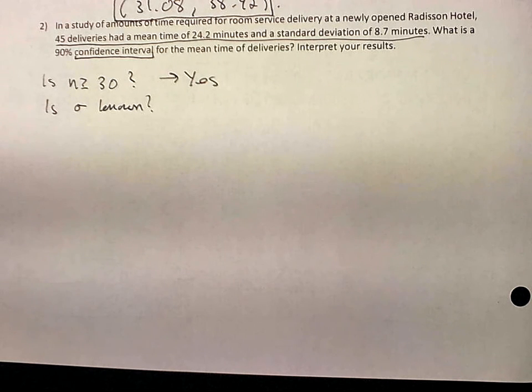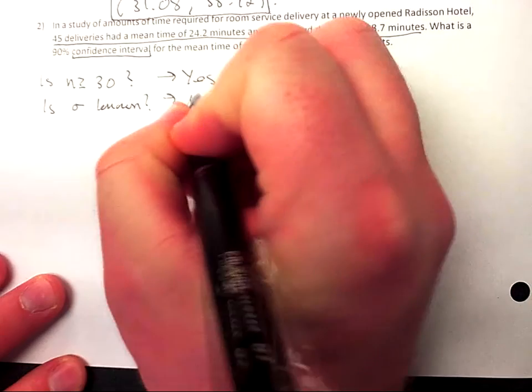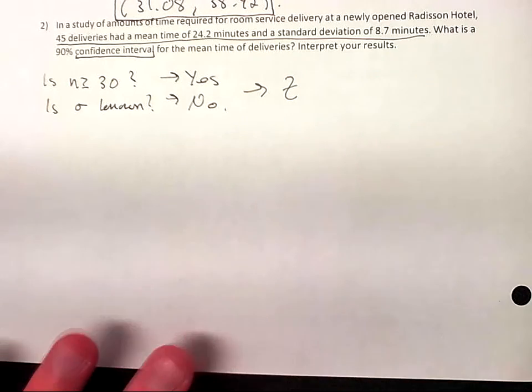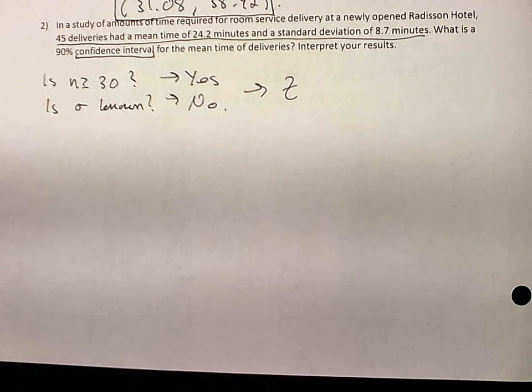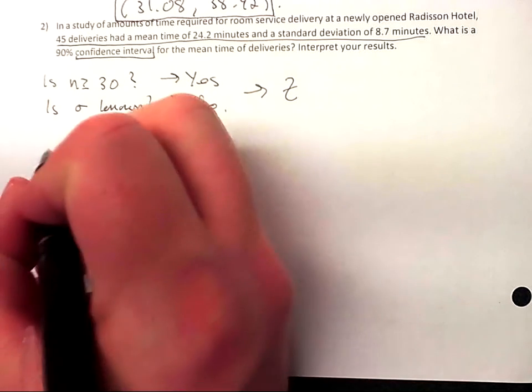Is sigma known? No. Why is sigma not known? It doesn't say it's for a population. We're specifically only talking about 45 deliveries. I think that everybody would agree that at a Radisson hotel, they deliver many, many more times than only 45 deliveries, right? So we're only looking at a snapshot of 45, so therefore here we're answering no. Again, we only have to answer yes to one of these, so nevertheless, we're still going to be using Z values. Everybody good with this?